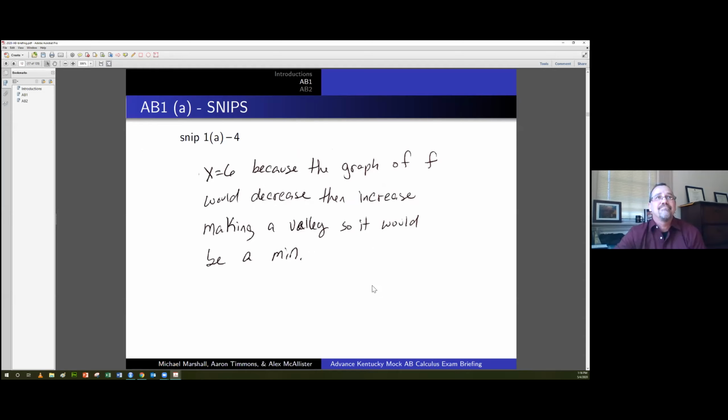And the last one. All right, this is a common thing you'll see. They've identified x equals 6, but then they tell us that it would decrease then increase, making a valley. That's the definition of a minimum. They haven't used calculus, so this is going to be a 1, 0. They did not get the justification point. And that's it for the samples for that one.